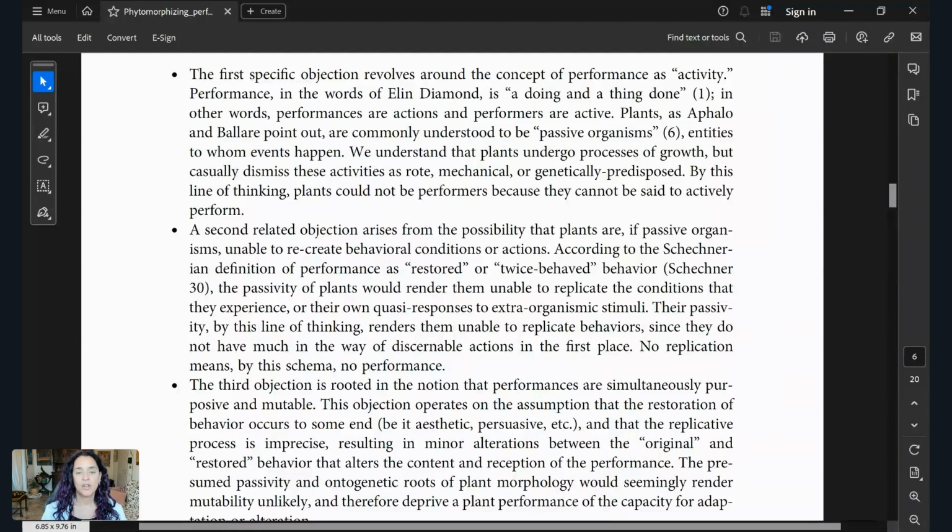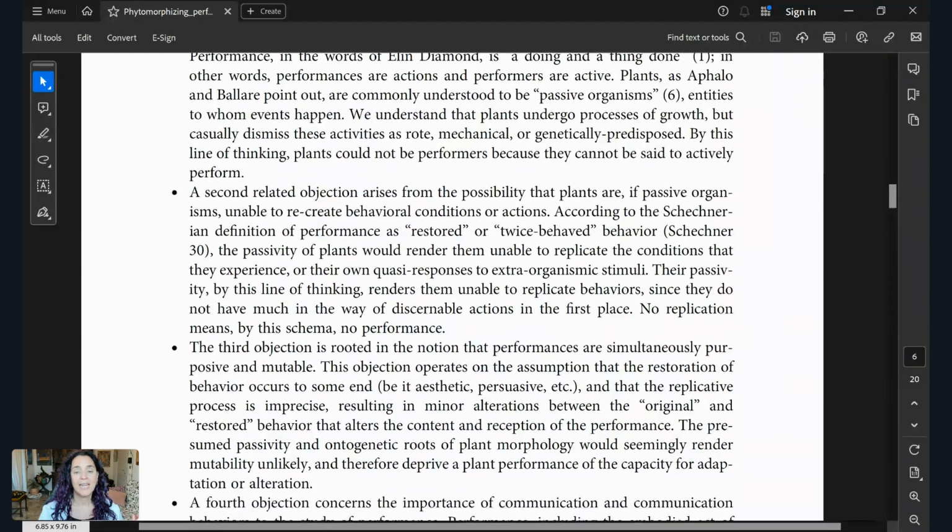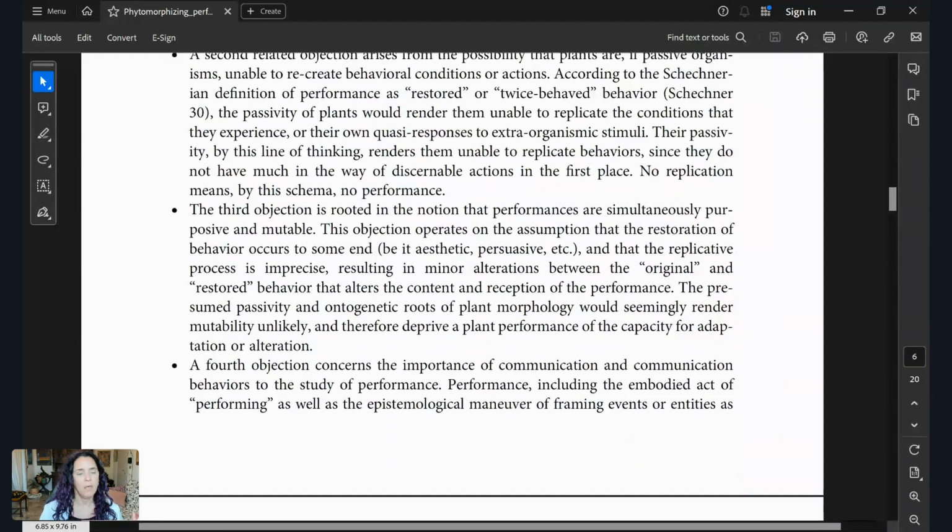We understand that plants undergo processes of growth, but casually dismiss these activities as rote, mechanical, and genetically predisposed. By this line of thinking, plants could not be performers because they cannot be said to actively perform.